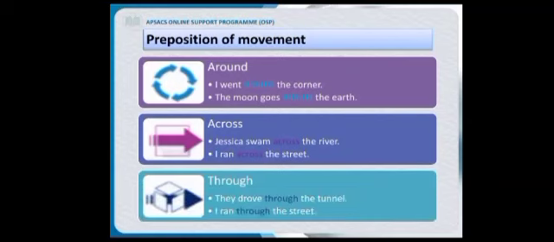Through. They drove through the tunnel. I ran through the street. So here we are moving forward. That is why we use through. And in the previous one, across, there in the street, we are moving from left to right. I hope the difference is clear now.